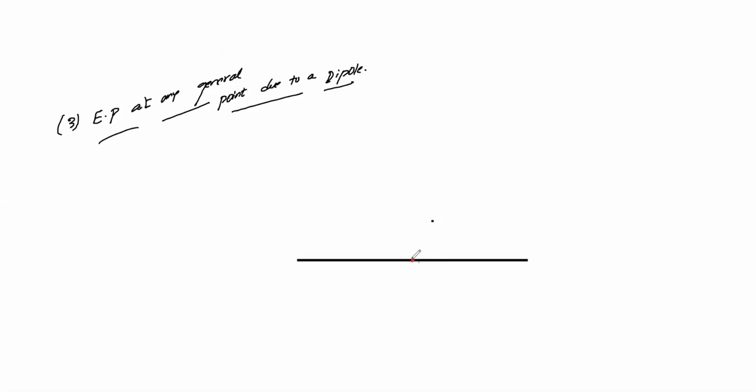all the distances are the same, don't miss this. This is the distance, this is minus q, this is plus q. I'll take this point as A point, this one as B point, and I'll take the distance as L.